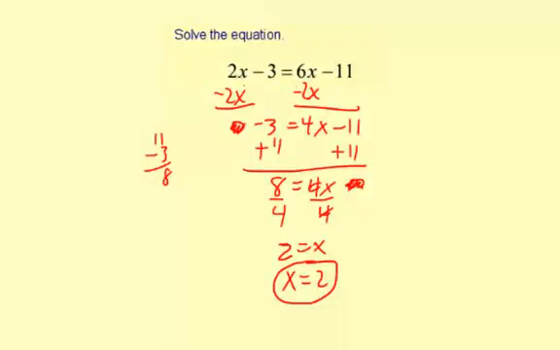Okay, so look at this equation again and study it and see if you can make the connection between the algebra chips and the solving steps used for this equation.